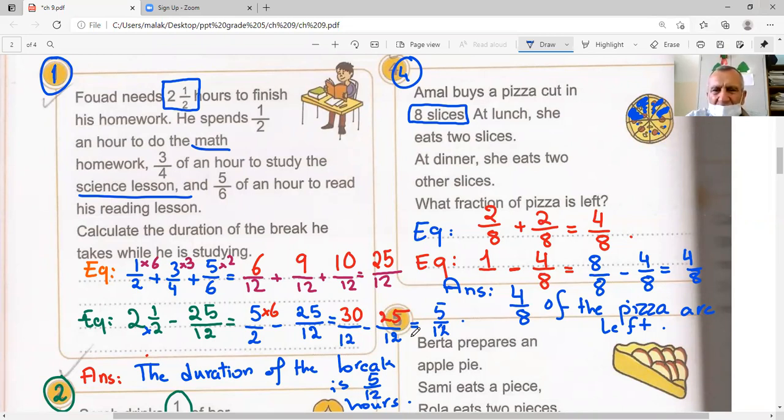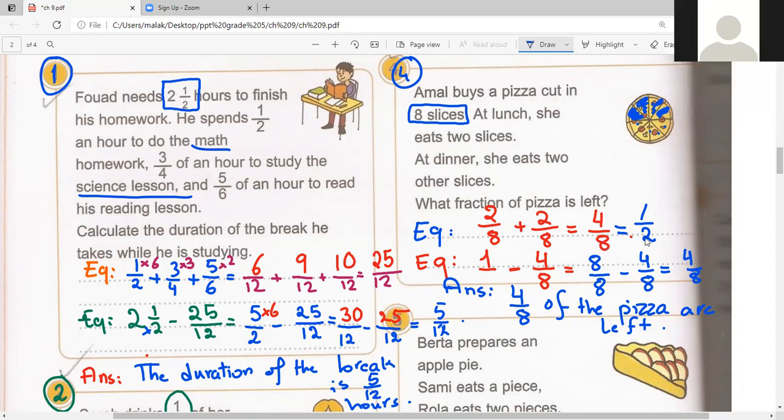4 over 8 is written as half. Sure, it can be reduced. It's the same as half. So he ate half of the pizza. Equals 1 over 2, simplified. You know that 4 over 8 is equivalent to half, teacher. Why are they equivalent? Yes, of course, because it's half of the pizza. Exactly. So he ate half of the pizza and 4 over 8 is the same as half. He ate half and left half. Exactly.